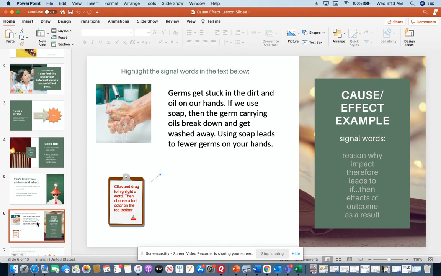Okay, so here is a sample one. All right, here are your signal words that you'll see in cause and effect. Reason why, impact, therefore, leads to, if and then, effects of, outcome, and as a result. So let's see which ones of these signal words we see in this little passage. Germs get stuck in the dirt and oil in our hands. If we use soap, then we've got if and then.